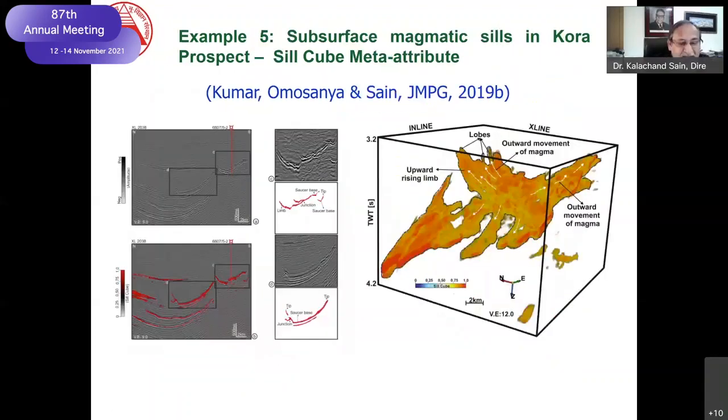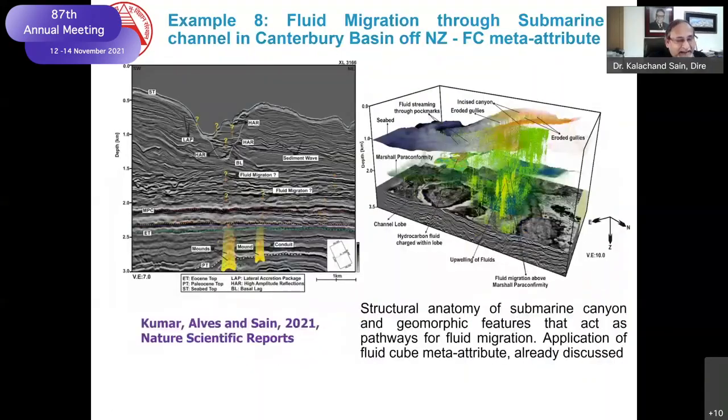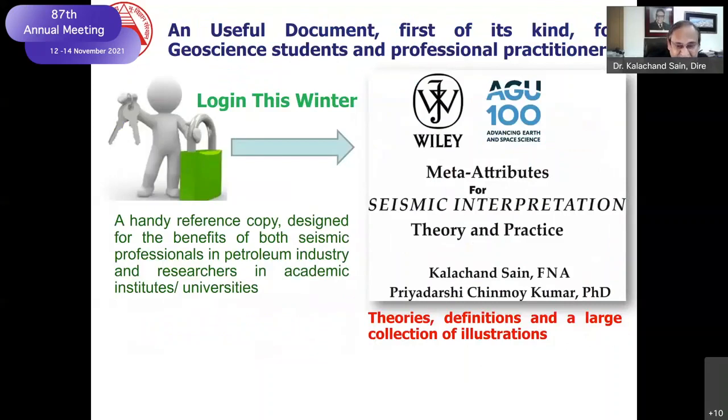So this way it shows that artificial intelligence has been extensively used for automatic delimitation of the subsurface geologic features, and all of this we have submitted in the form of a book, and that has been accepted by WIHG, and very soon it will be coming out. And this will help give guidance to professionals working in the industry as well as researchers in different institutes to know the theory, definition, and large collections of illustrations.